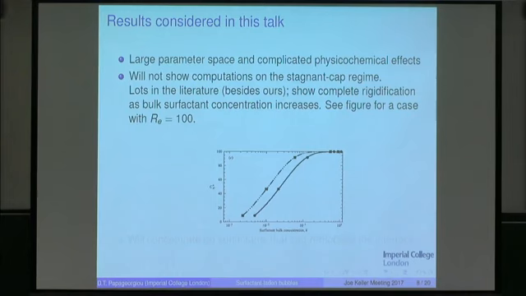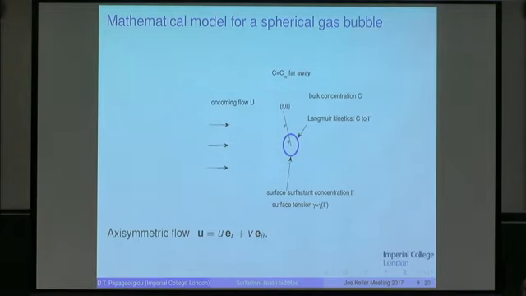So what I want to show you is this: experiments show that if you put surfactants in, they will rigidify the surface. What I'm going to show you is some computations that we did that say that if you put in the right type of surfactant and you keep increasing the surfactant concentration, you can make the rigidity disappear, and the surface will become mobile and go as if it's a clean bubble again.